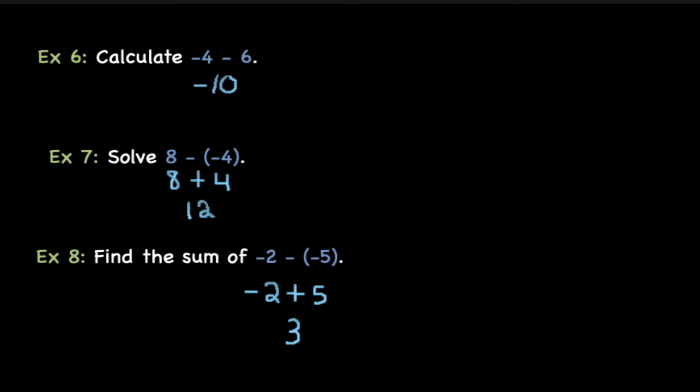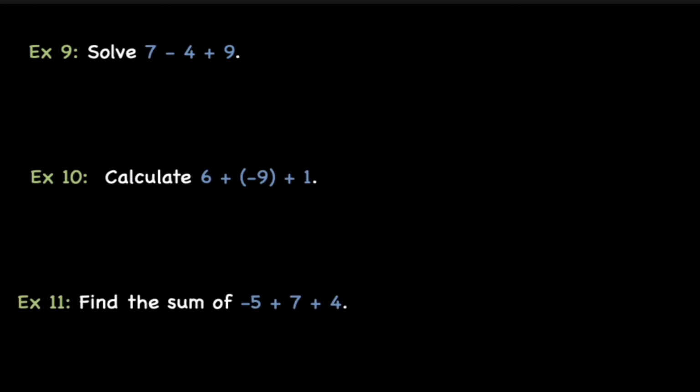So let's go over some more examples. For example 9, we have to solve 7 minus 4 plus 9. So just a little bit different. What I want you to do here is please follow your order of operations. In particular, pay attention to addition and subtraction of the numbers because we're working with addition and subtraction of negative numbers. So remember, order of operations, you work from left to right in the order that addition or subtraction appears. So in this instance, subtraction appears first, so that's what we're going to begin with.